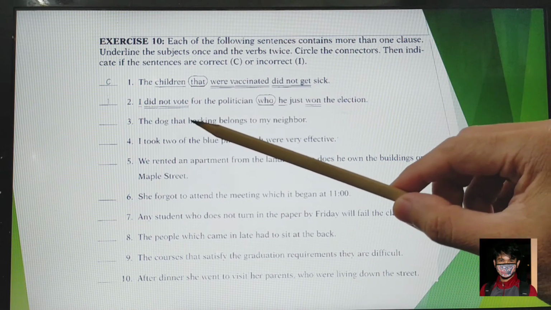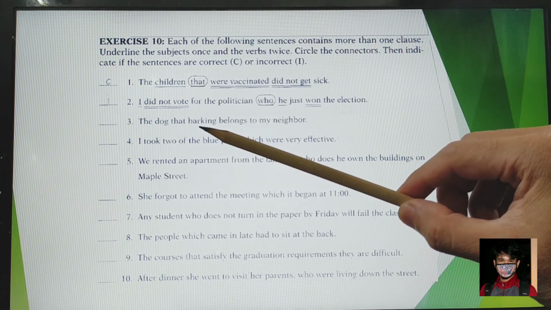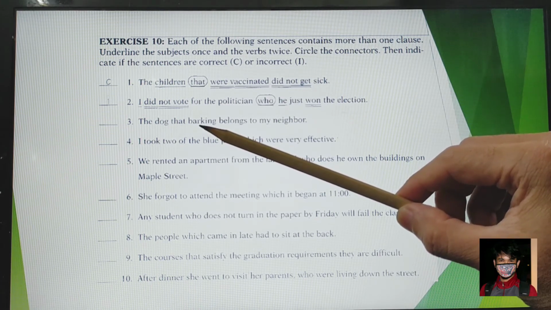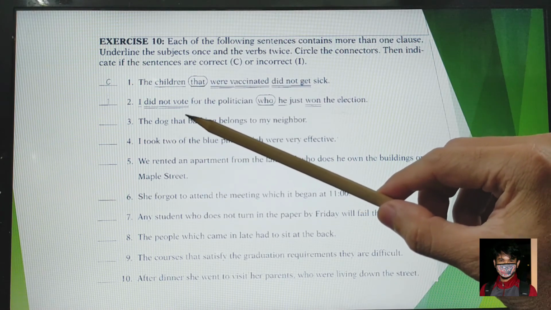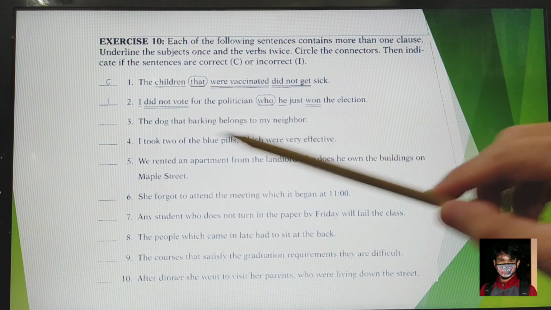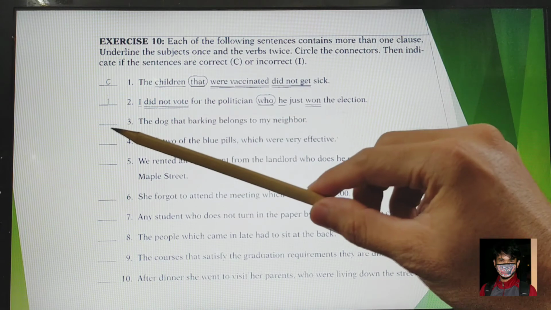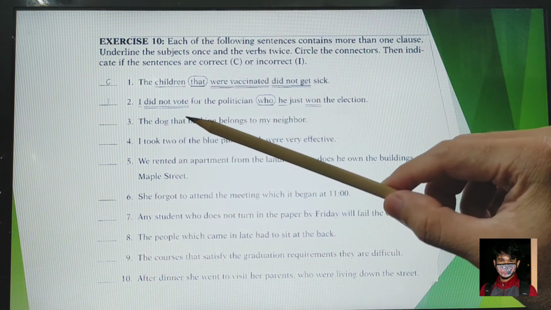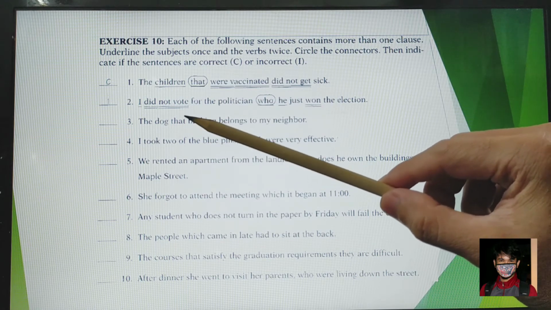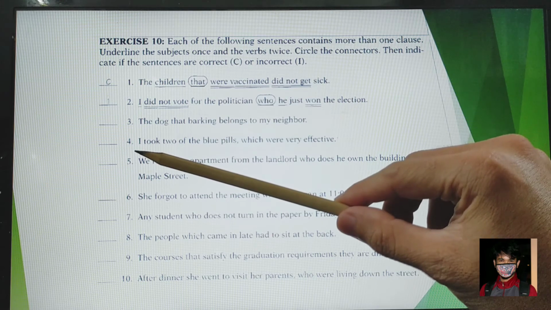So is it correct, that barking? Of course not. Why? Because there is no to be "is". The dog that is barking belongs to my neighbor. So we could say that the dog belongs to my neighbor. So the sentence is incorrect. Why? Because there is no "is" here. Why this "is"? Because the dog is singular.